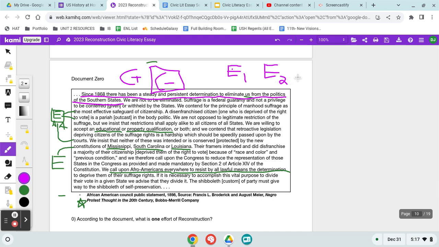But if you were writing this on paper, I would recommend doing what I did, which is putting a note next to each one. So for example, we saw down here that African Americans are contending for manhood suffrage. They are asking the courts to rule on state restrictions. They are also calling upon people of color to resist limitations on their right to vote.